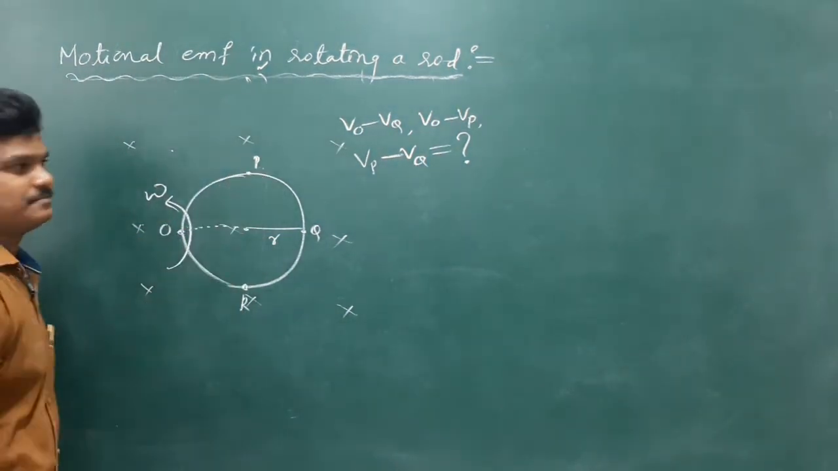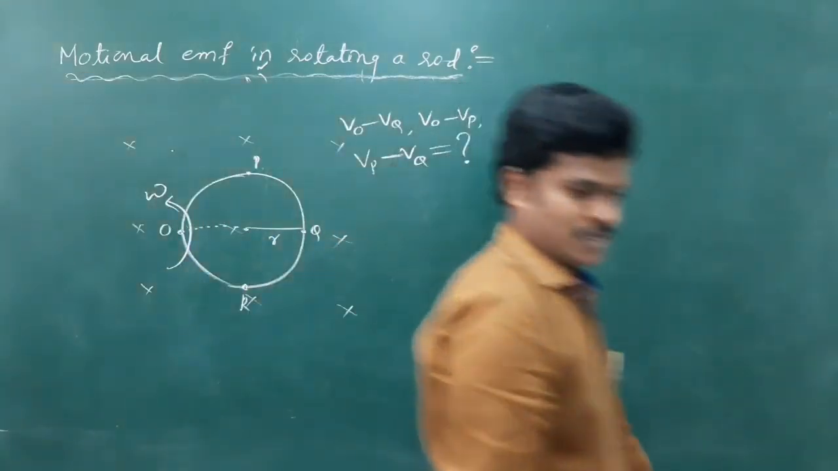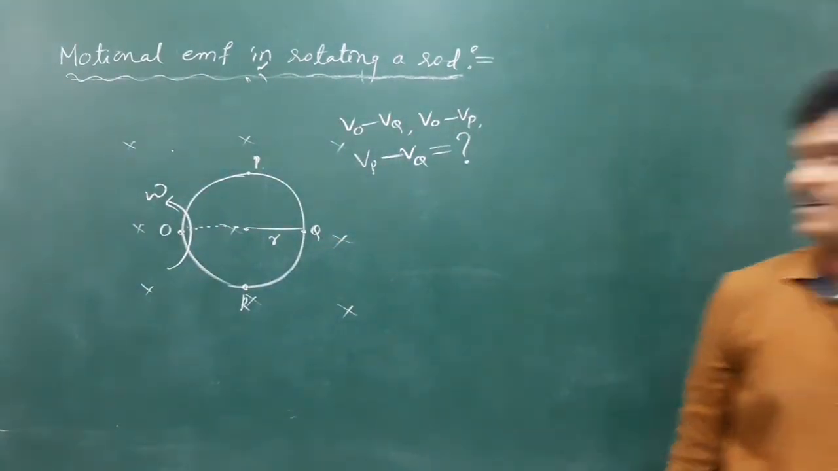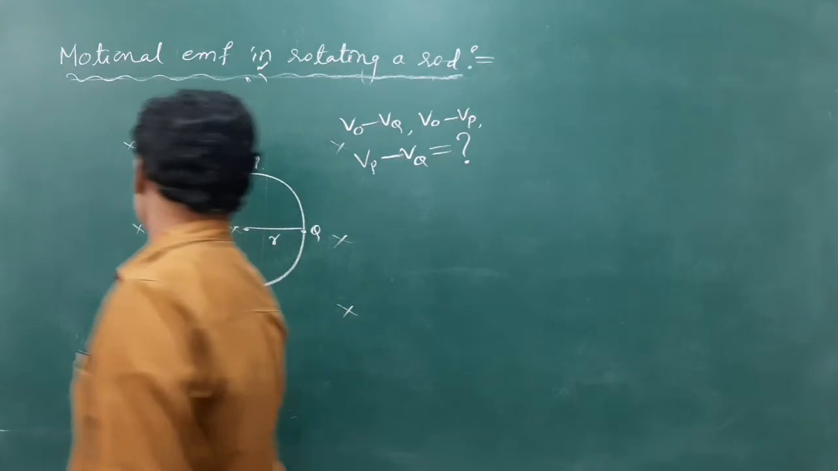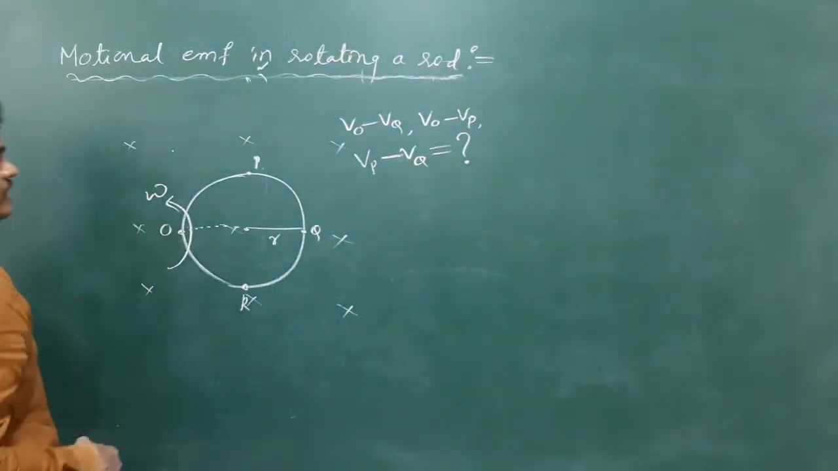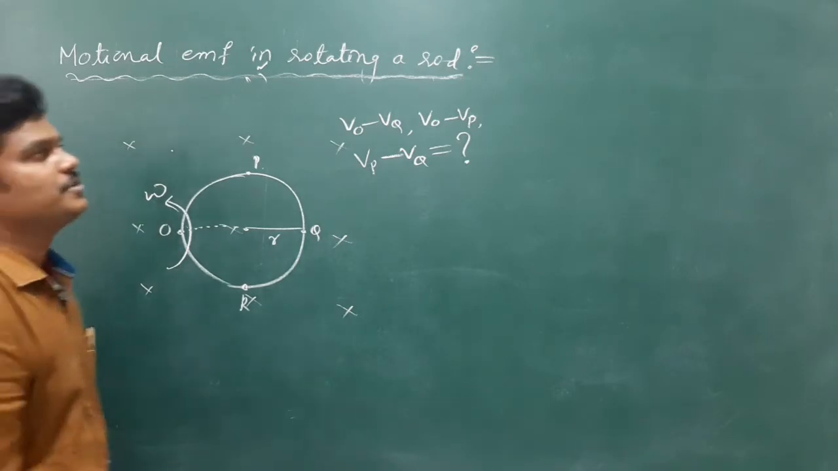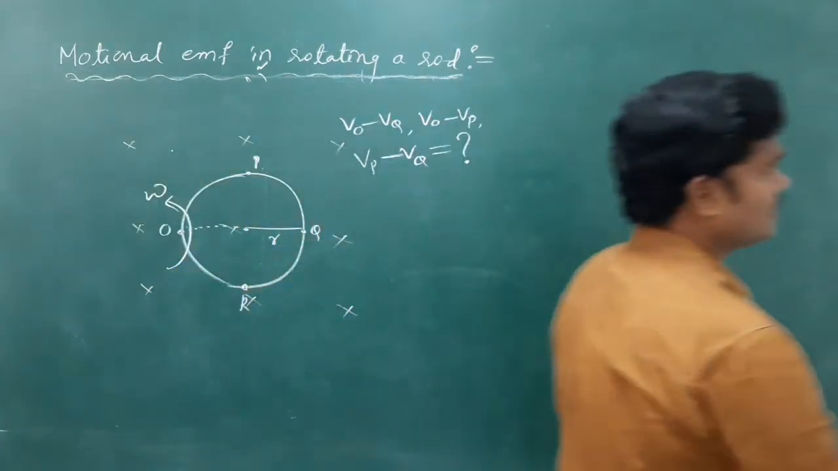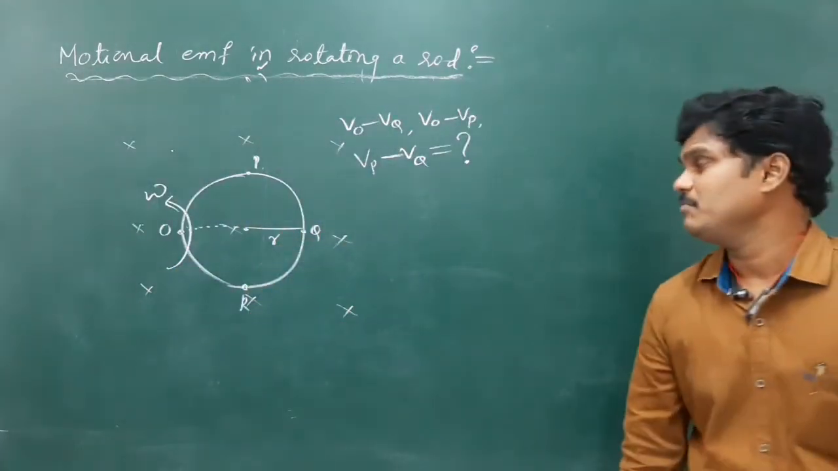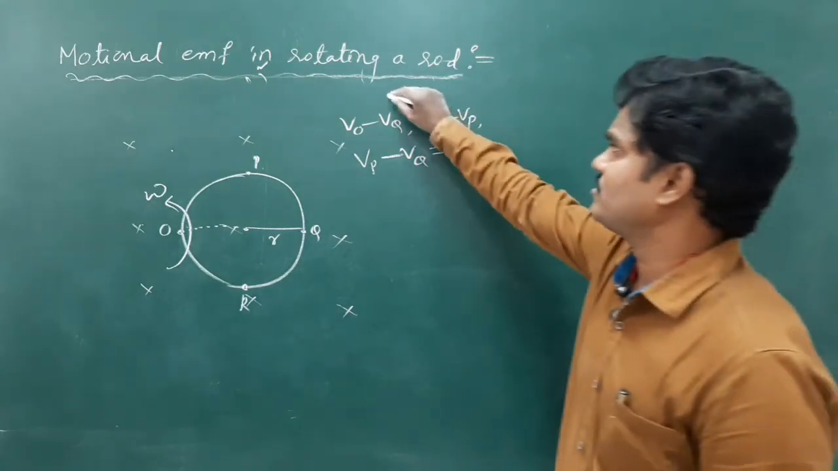OP is nothing but OR. So the loop radius is given as small r, and it is rotating about this point O. Then find VO minus VQ, VO minus VP, VP minus VQ. Try these three questions first.